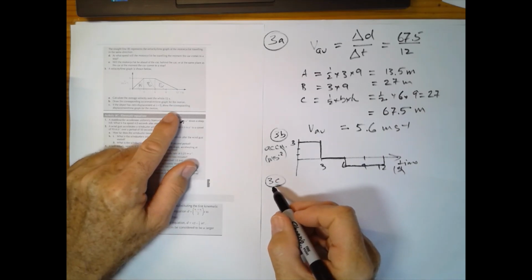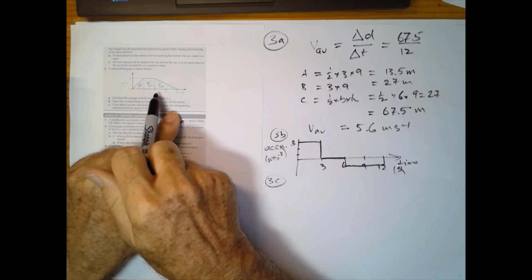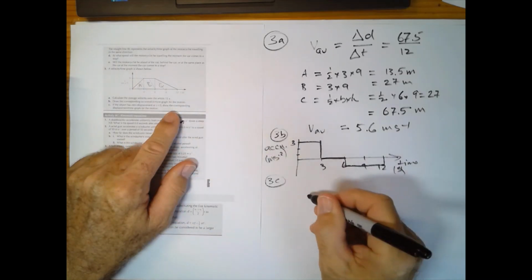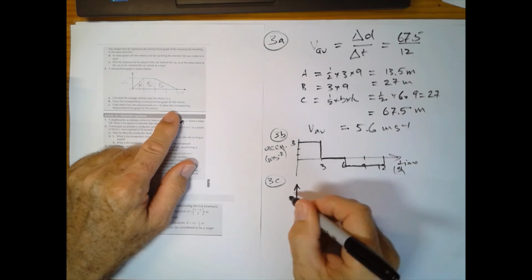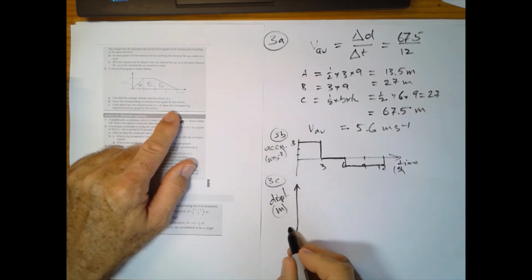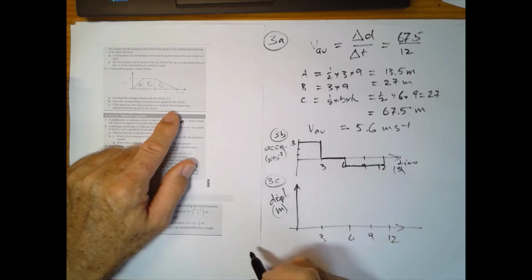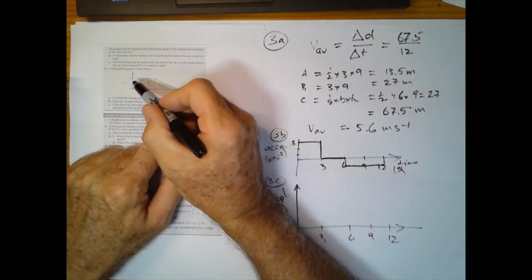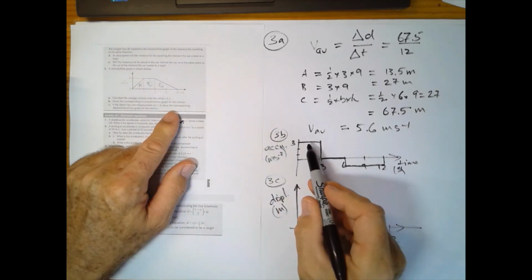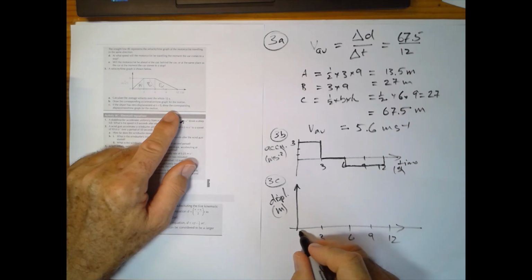If the object has 0 displacement at time t zero, draw the corresponding displacement time graph for the motion. Okay, now displacement time, displacement in meters, it's going to be the same time frame, 3, 6, 9, 12. We see here that the acceleration is constant. That means the velocity is increasing. So we will draw it somewhat like this.